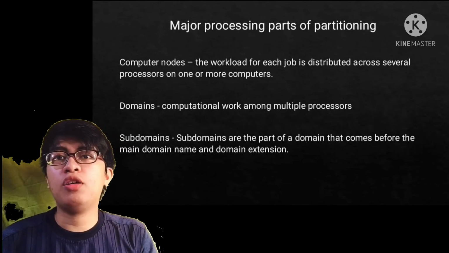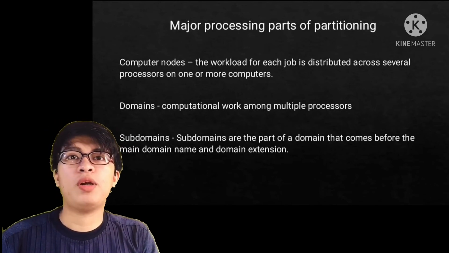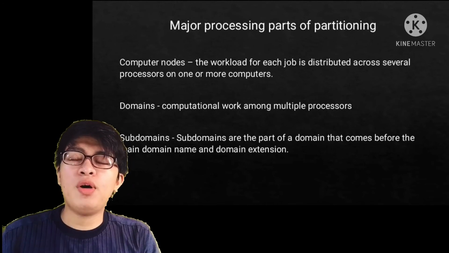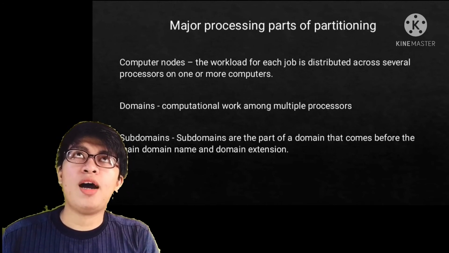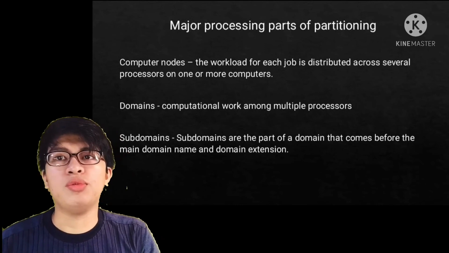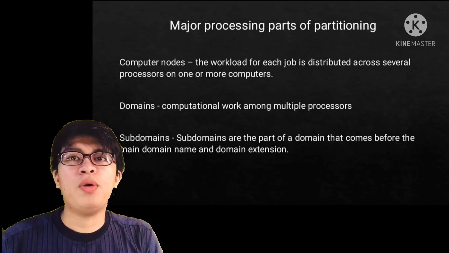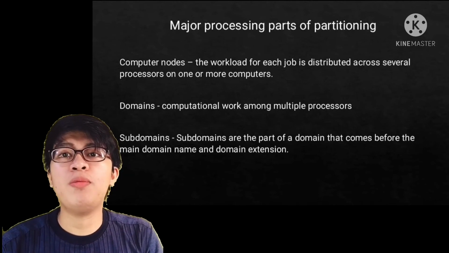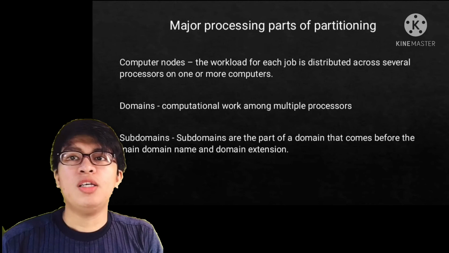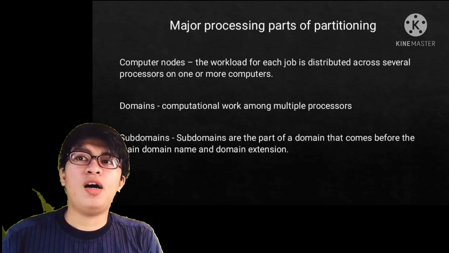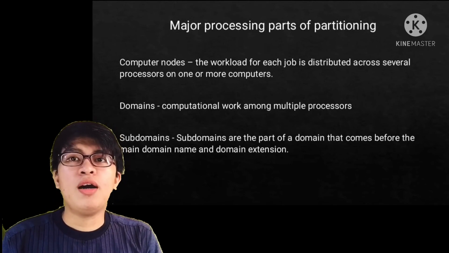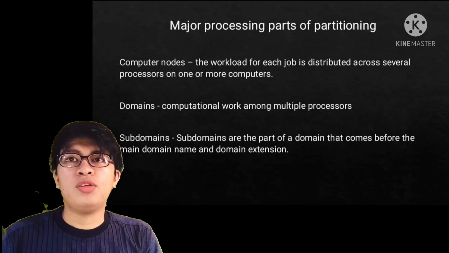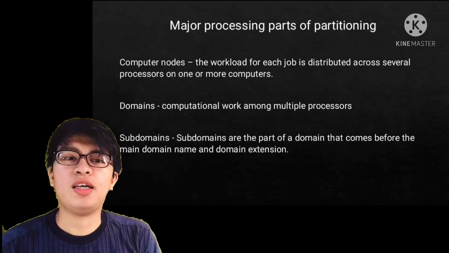The domains are the computational work among multiple processors. These are the parts of your computer work that you want to send to another computer node. Subdomains are the parts of the domain. As you can see in the image, subdomains are the tasks that are given to the other computer nodes.